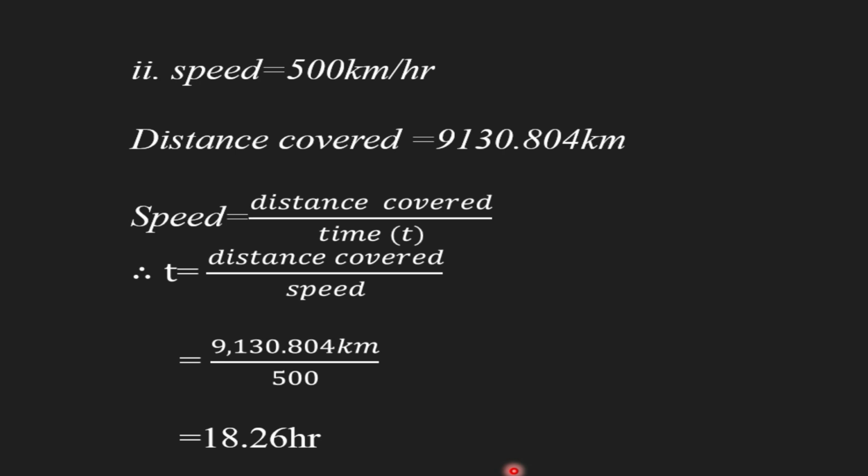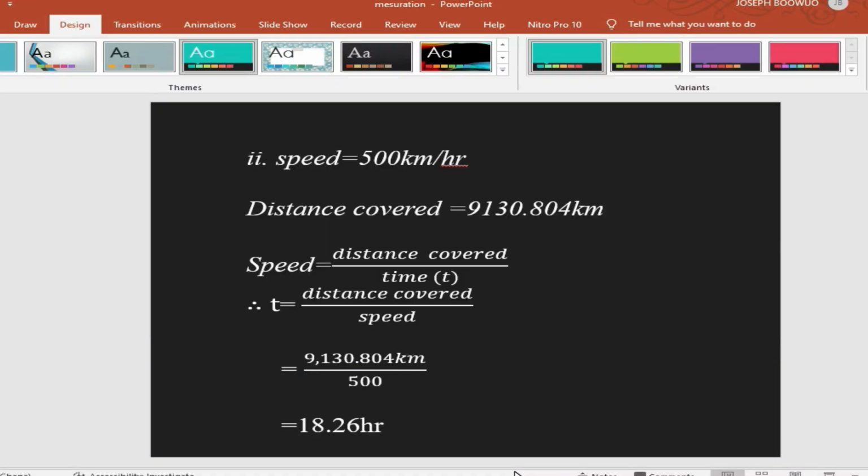Now we find the time. The speed we know is given in the question, that's 500 kilometers per hour. The distance covered is now 9,130.804 kilometers. We know speed is equal to distance covered over time taken, and we are looking for time, so we just need to rearrange, then we find the time taken to be 18.26 hours.